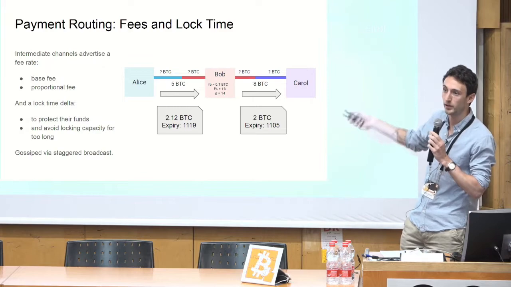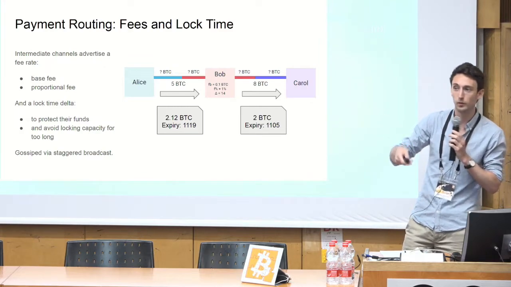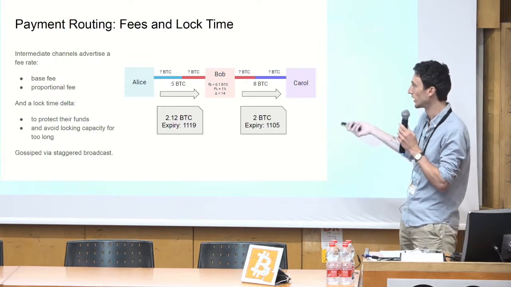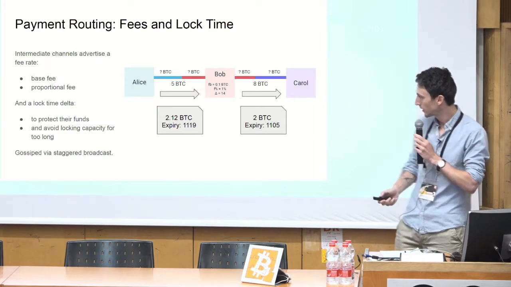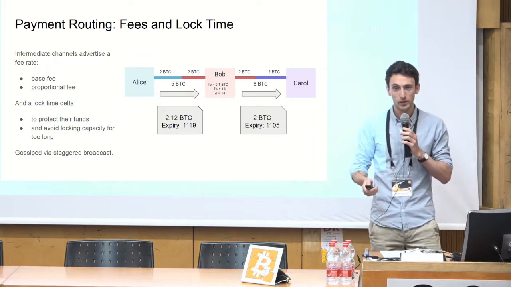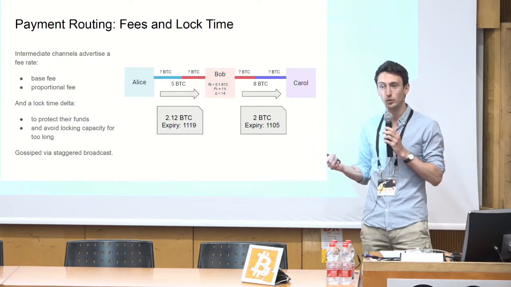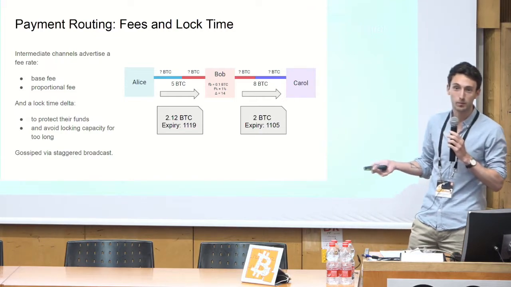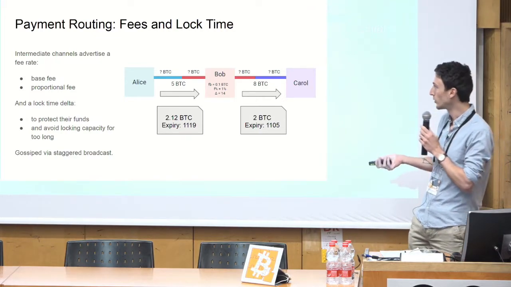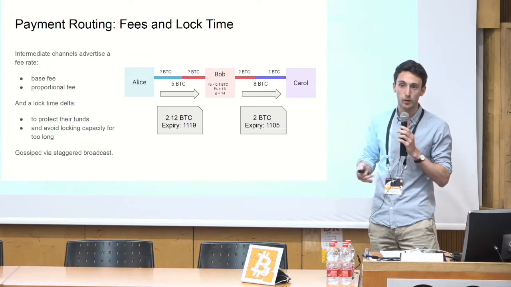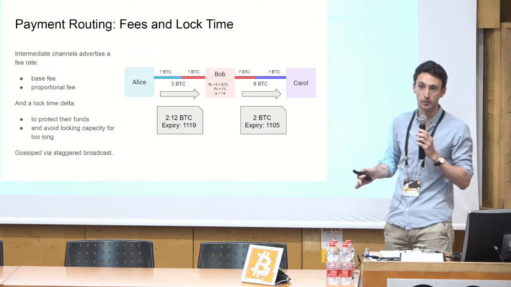It's just repeating this process recursively until you find the right amount to send to the first guy in the route. So you might notice that this means that Alice needs to know what fee and lock time delta Bob wants to apply. And the way we do that right now is by using a very simple flooding gossip mechanism.